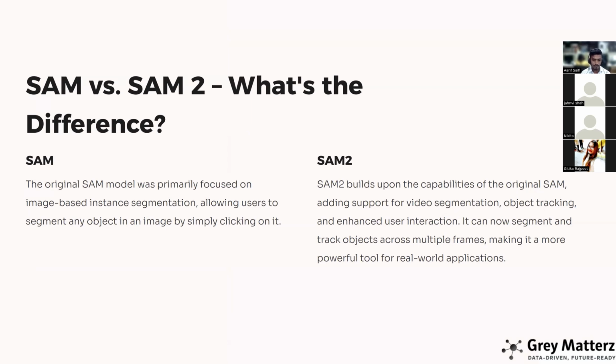So let's say you are working with surveillance footage. With SAM2, you can select an object like a person, and the model will follow the person across the entire video, even when they move in or out of the frame.